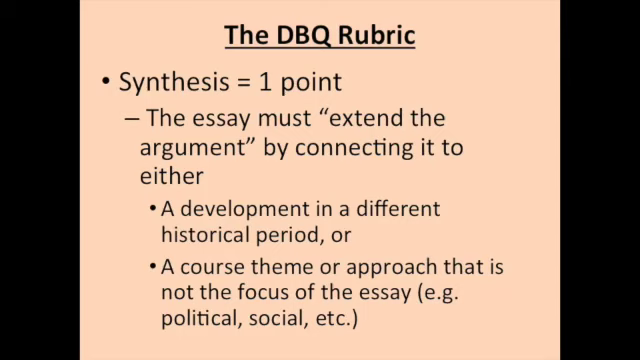The final and maybe toughest point to understand on the DBQ rubric is the 7th point for synthesis. The synthesis point means that you have to extend your argument in some way. So what you need to do is take the topic of your essay, whatever it is they're asking you to write about, and then tie it into something else, like draw a parallel between that event and another event. So that could be in a different historical period, like if you were writing about the French and Indian War, maybe you could tie it into the American Revolution in some way, shape, or form and show how one led to the other. That could be synthesis.